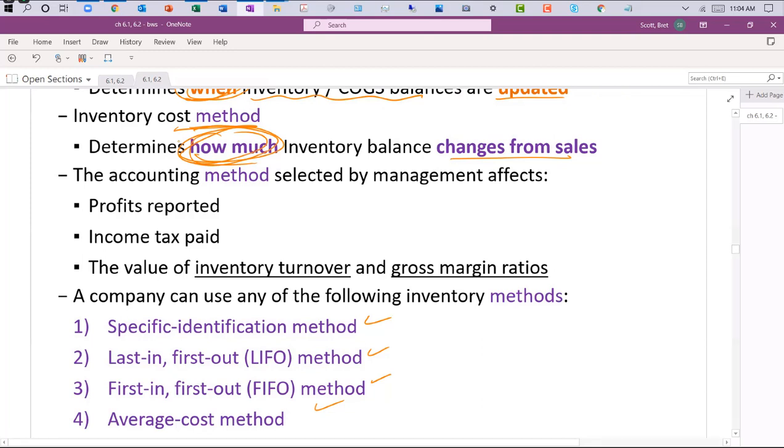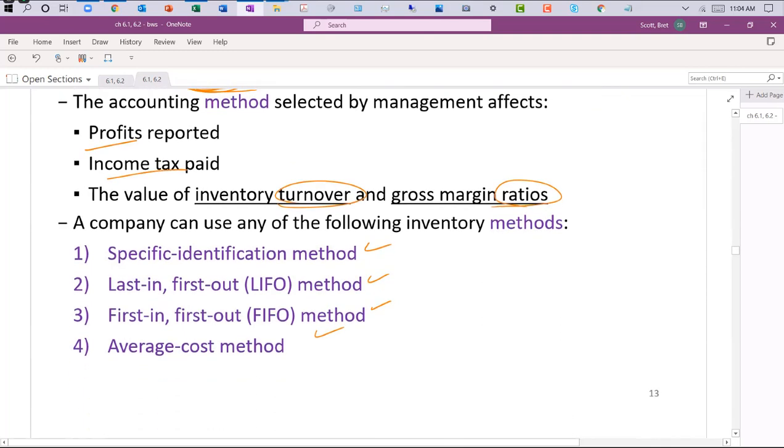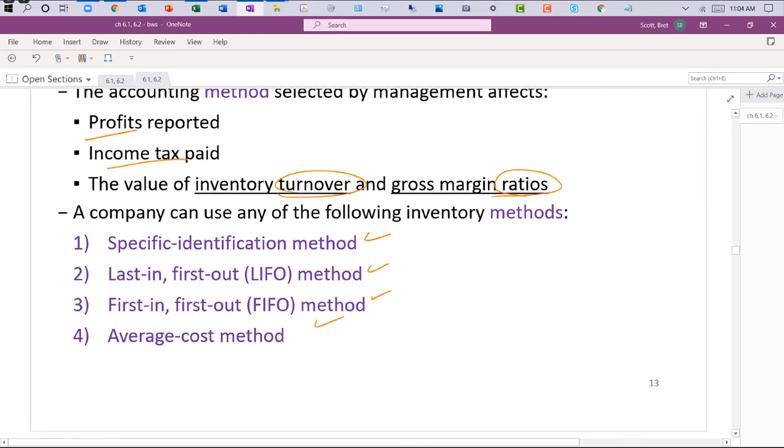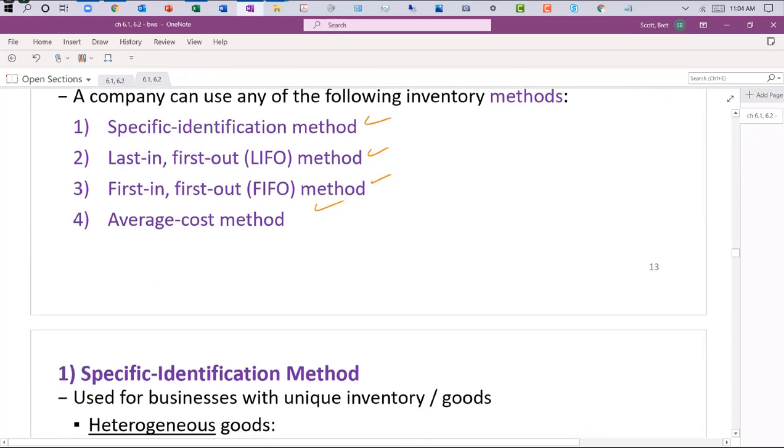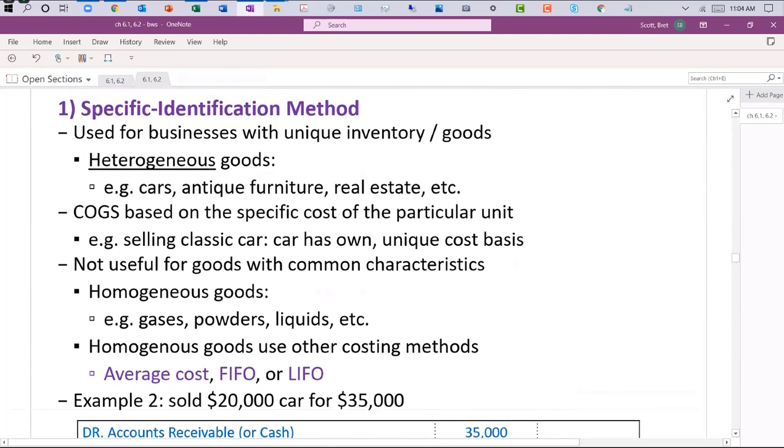It matters which one we use, you'll see here in a second, because specifically in periods where we have inflation or deflation in prices in terms of the cost per unit, that's going to determine our overall profits. It's going to affect overall income taxes paid. It's going to affect certain ratios like inventory turnover and gross margin ratios. So we'll go through an example towards the end of this learning objective to see how using different methods of costing out our inventory will affect these overall balances.